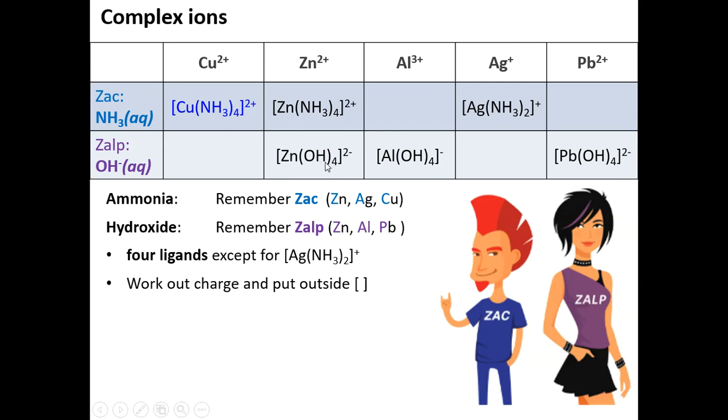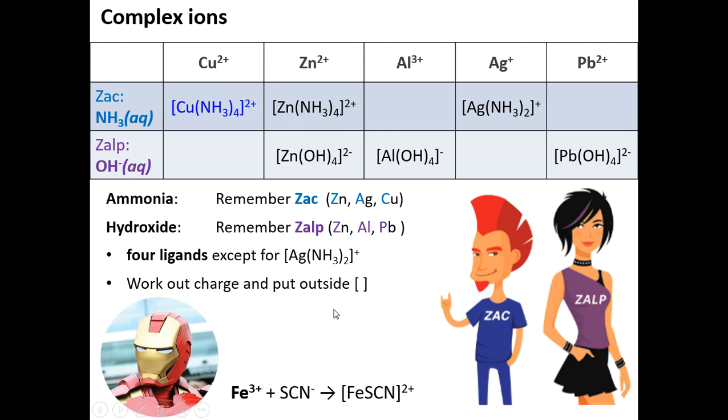So when I have 4 OH minus ions attached to my zinc 2+, it's 2 positive plus 4 minuses, which gives me a total of 2 minus. Aluminium is 3+, minus 4 gives you a total of -1. Lead is 2+, minus 4 gives you a total charge of -2. So that'll help you work out the charge and put it outside the square bracket.